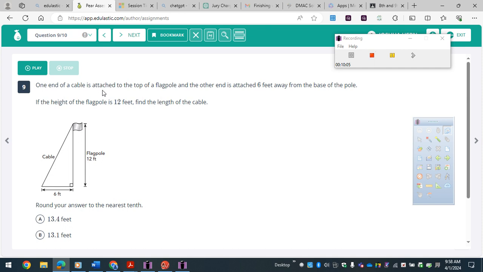One end of the cable is attached to the top of the flagpole, and the other end is attached 6 feet away from the base of the pole. If the height of the flagpole is 12 feet, find the length of the cable. Find this length here. So what should I see and what should I think of here? Once you see the idea of a triangle there, you want to think of a squared plus b squared equals c squared. And there is my triangle.